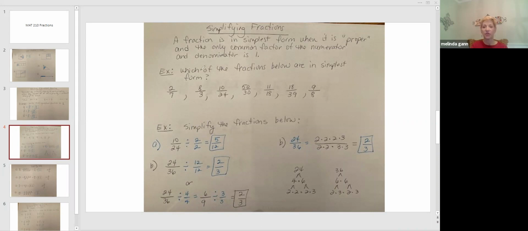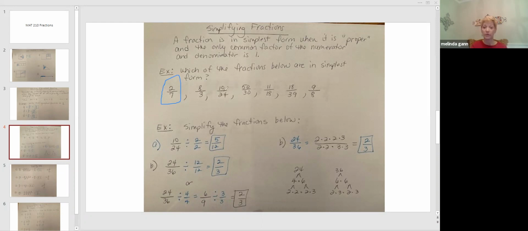All right. So I ask you, which of these fractions are in simplest form? What's the only common factor between 2 and 7? Isn't it 1? And isn't my numerator smaller than my denominator? Okay, so 2/7 is in simplest form. Now, 8/3 is not in simplest form. Do you know why? I mean, the only common factor they have is 1, but this is an improper fraction. For it to be in simplest form, the numerator is supposed to be smaller than the denominator, and my numerator is bigger than my denominator. So this one's not in simplest form.